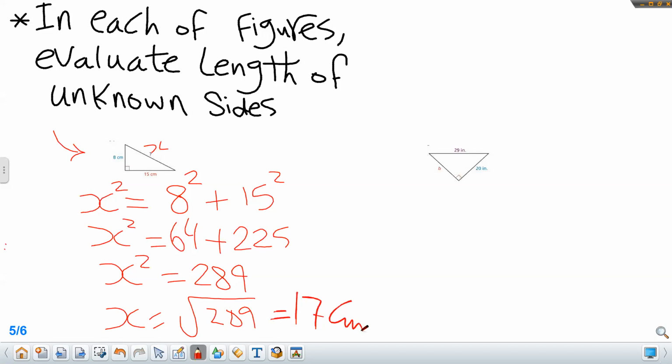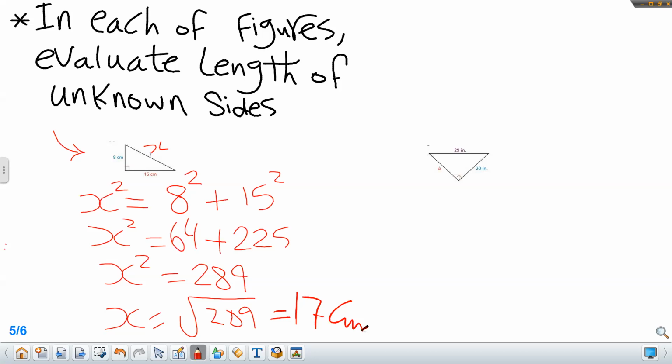Okay, another example. Here you need to find the value of b. But first, you must ask yourself, what about the hypotenuse? The hypotenuse here is 29, because it's opposite to the right angle. Good. So how to find the length of the side?